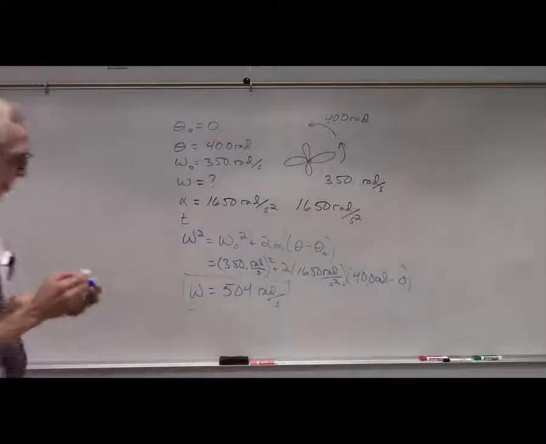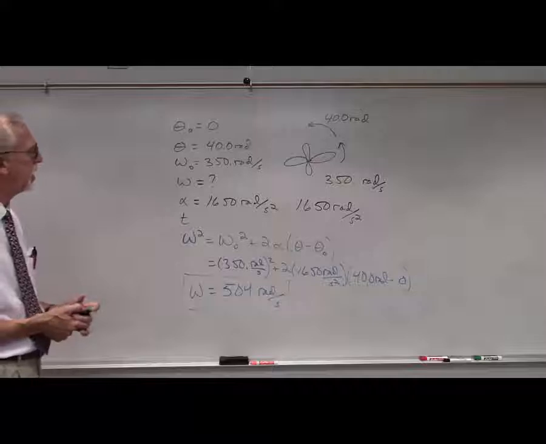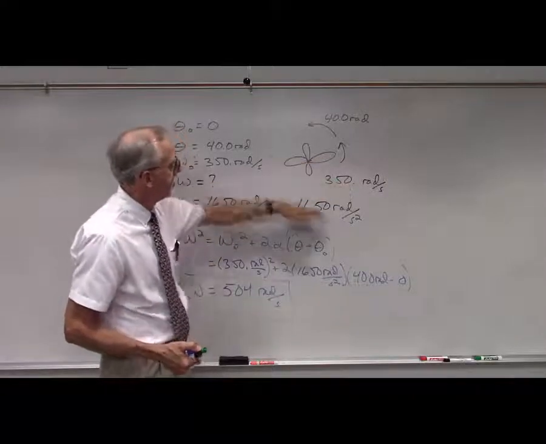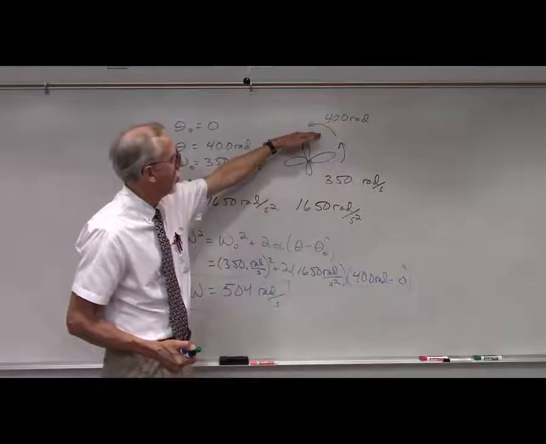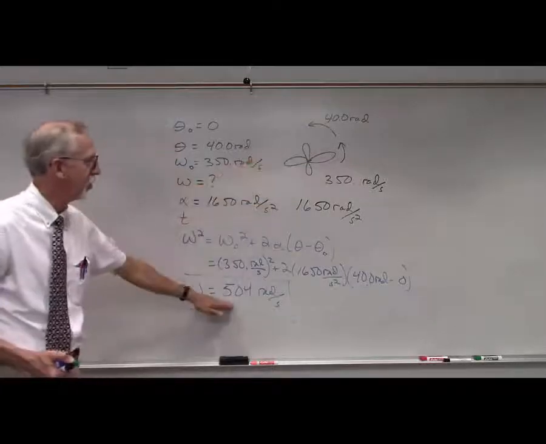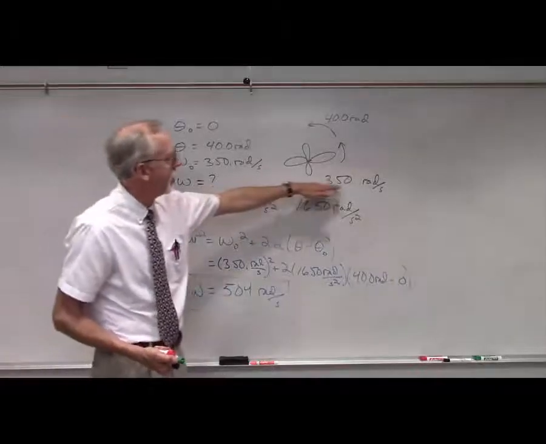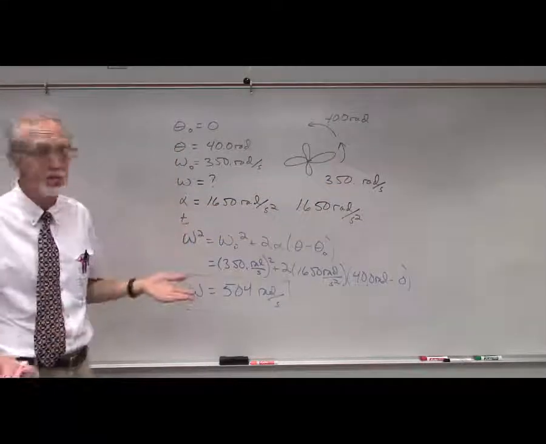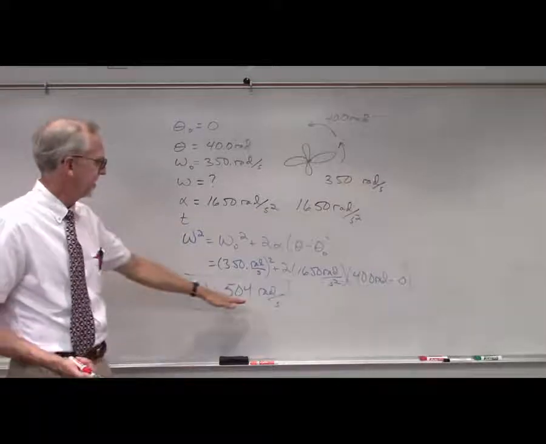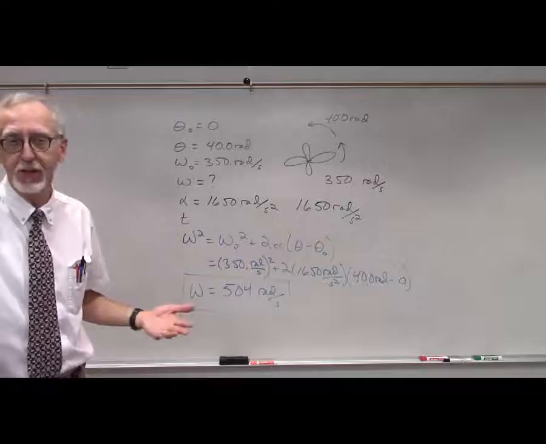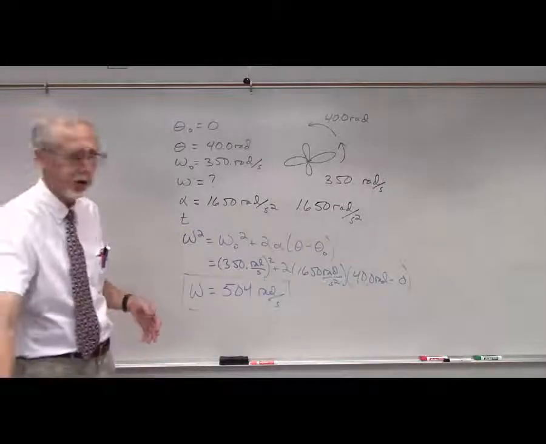So, let's think about that. Does that seem reasonable? Well, we're starting off at 350 radians per second. We're speeding up at a pretty high rate for 40 radians. Well, 504, I guess it seems reasonable. At least it's not smaller than 350, which would not make sense. It's not some huge number like 10 to the 12th or something like that, which would really just seem outrageous.